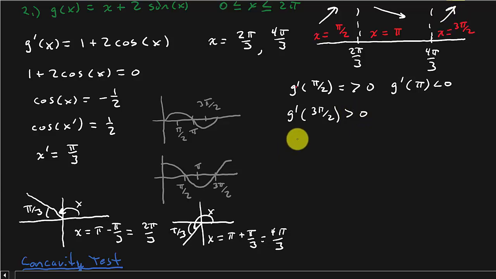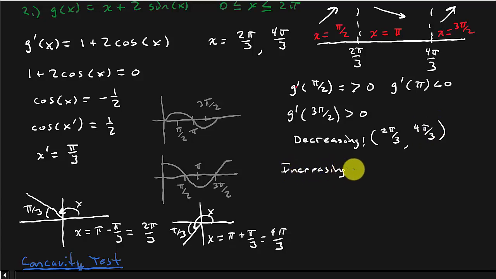And so we can see that this thing is decreasing from 2 pi over 3 to 4 pi over 3, and it is increasing from negative infinity to 2 pi over 3, and from 4 pi over 3 to positive infinity.